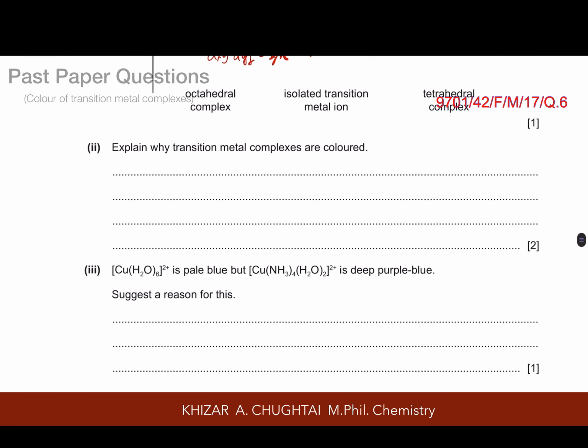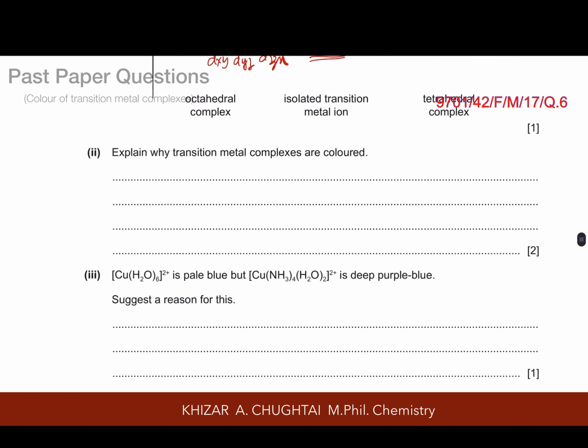Explain why transition metal complexes are colored. And the marks are 2. Total 2 marks are there for this question. So I'm going to explain the more specific part of the question, more specific reason. A very comprehensive reason should be written over here.